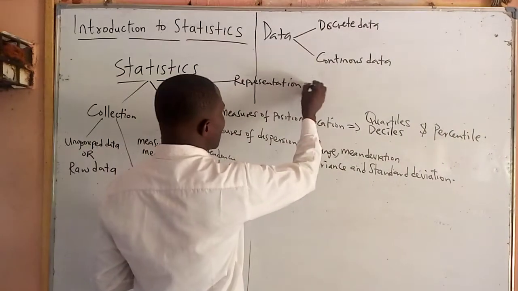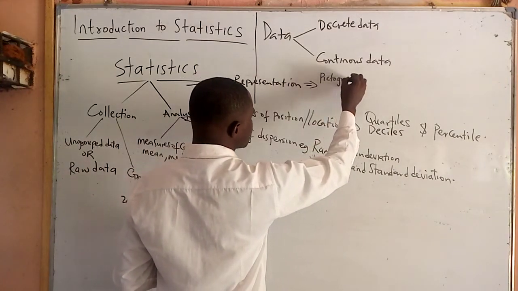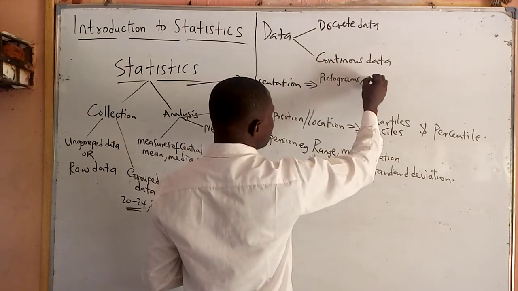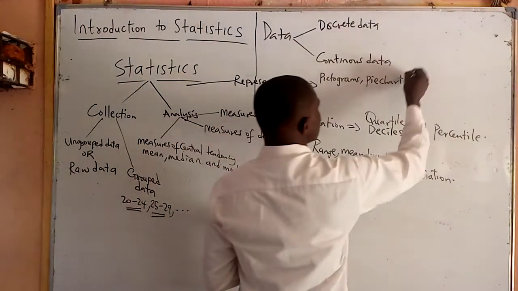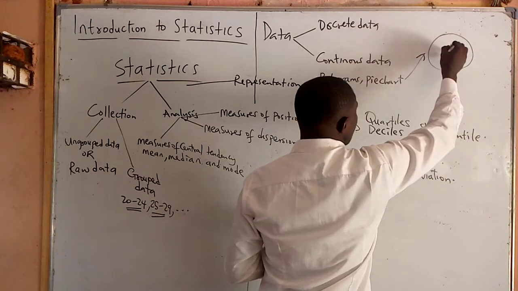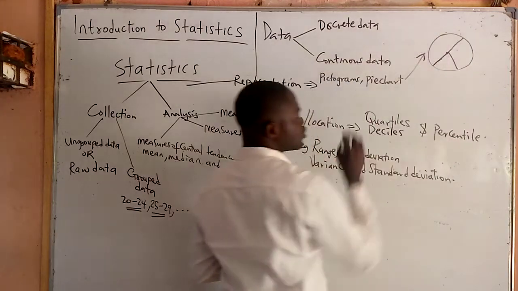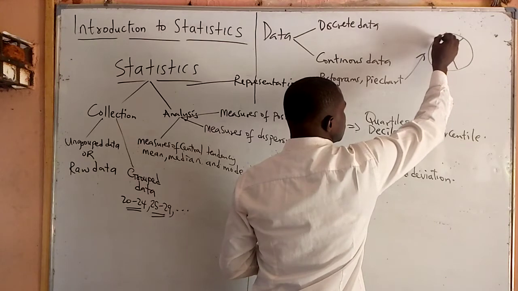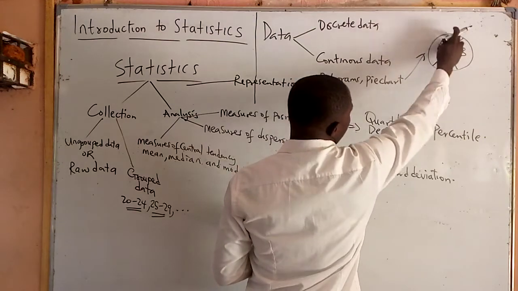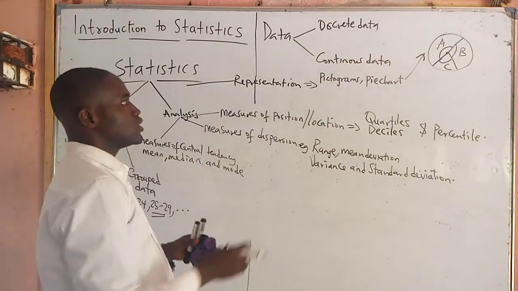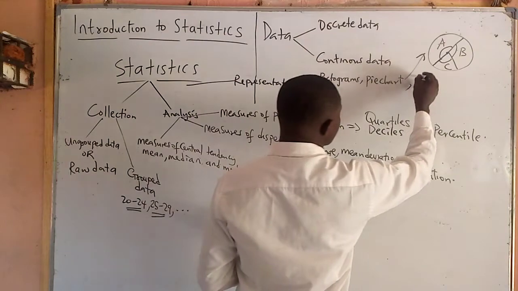Under representation of data, we represent this in the form of pictograms. We also represent it as a pie chart. A pictogram makes use of pictures. For a pie chart, you make a circle and use a protractor to get the angle they ask you to get. Maybe you call them A, B, C. Each of them must have the angle that makes it up. This is a pie chart.